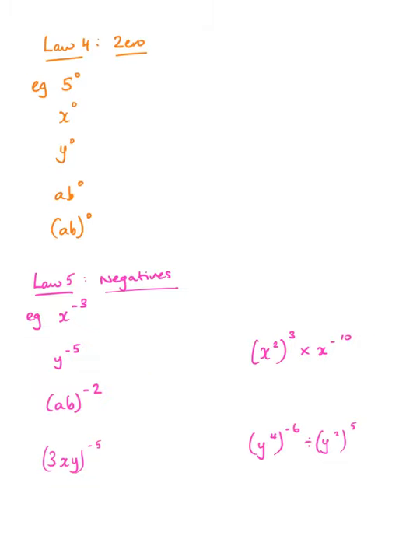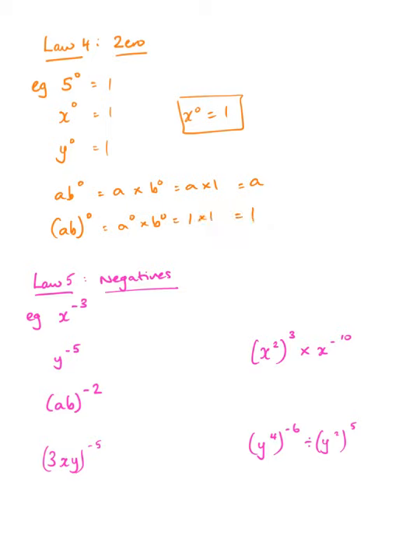Now if you're still with me, the good news is that law 4 is quite an easy one. 5 to the power 0 is 1, x to the power 0 is 1, y to the power 0 is 1. In fact, anything to the power 0 is 1. So if I have a question like this, ab to the 0, we know that's the same as a times b to the 0, which is the same as a times 1, which is just a. And we can link the bracket rule here. If you remember, that 0 would need to go to everything. So that's the same as a to the 0 times b to the 0, which is the same as 1 times 1, which is 1.